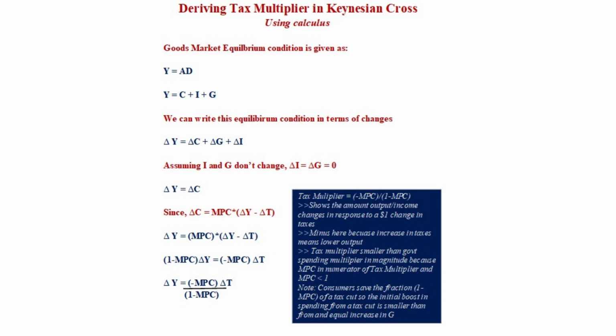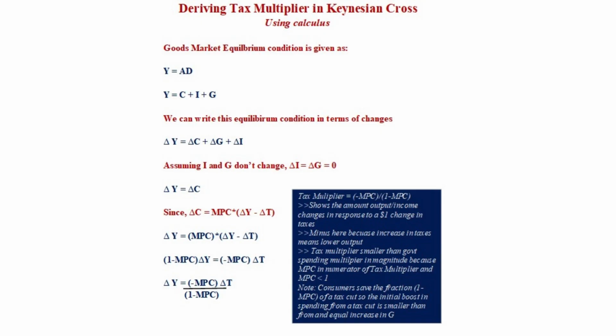Let's look at how we can derive the tax multiplier in the Keynesian closure. Now we know the goods market equilibrium condition is given to us as Y is equal to AD, which can be written as Y is equal to C plus I plus G. Now we can write this equilibrium condition in terms of changes. So we can write it as delta Y is delta C plus delta I plus delta G.